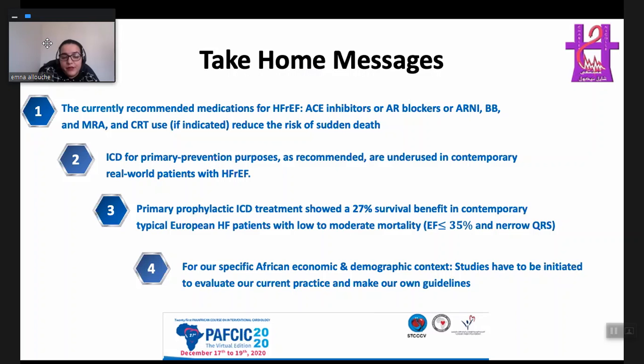But for our specific African economic and demographic context, studies have to be initiated to evaluate our current practice and make our own guidelines. Thank you for your attention.